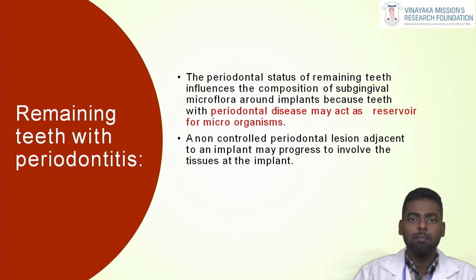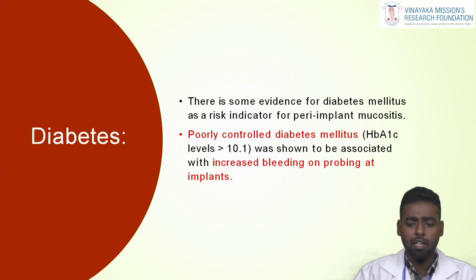So whenever a patient has a prior history of periodontal infection, the patient must first be managed for the infection and only then go for rehabilitation of the tooth. If they go without any management, then the chances of implant failure because of peri-implantitis are very high. Moving on to the next factor, diabetes, it has been proven that with an HbA1c value of more than 10.1, the patient will have higher chances of failure.